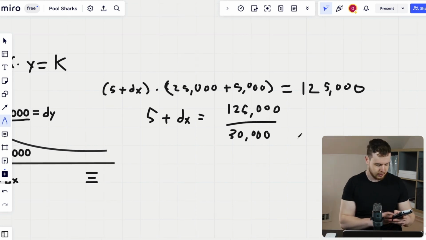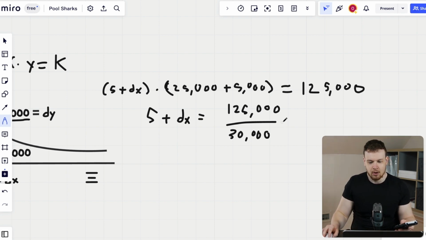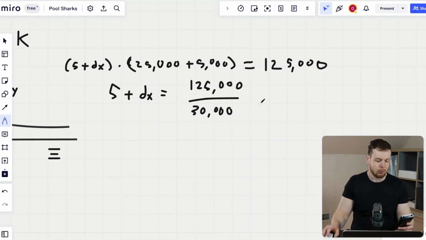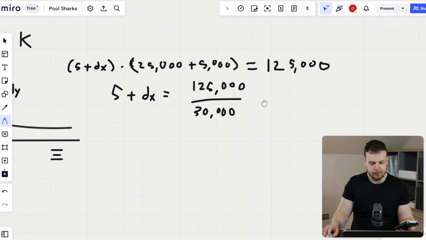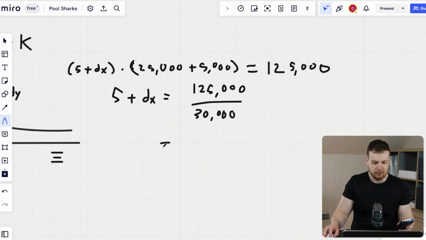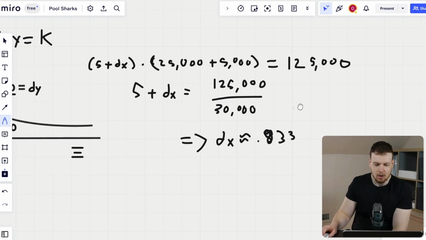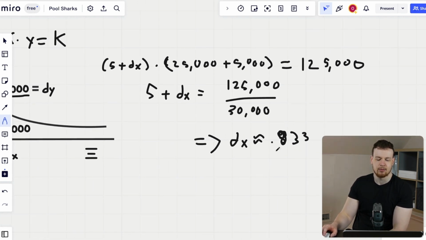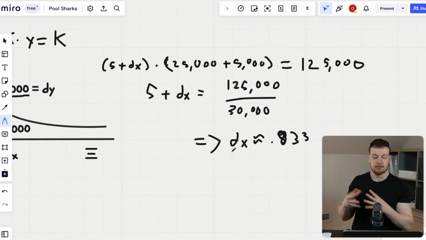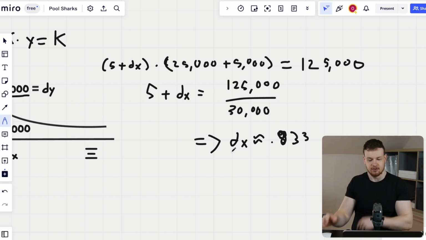And so if we get our trusty graphing calculator, we can see that this is roughly 4.1666 repeating, which is going to imply that dx is roughly equivalent to 0.833. That's a rough 0.833. Okay, so I got 0.833 ether out of the swap when I put in 5,000 DAI.